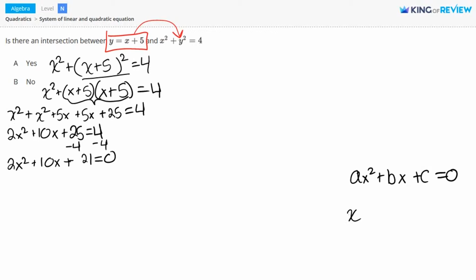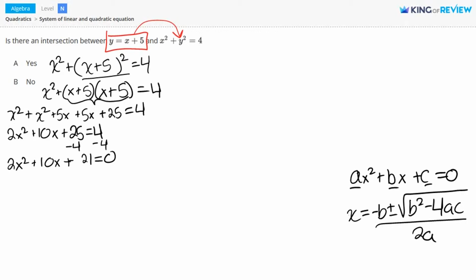The quadratic equation is x equals negative b plus or minus the square root of b squared minus 4ac, and this is all divided by 2a. The a, b, and c values come from these numbers here. So on our equation, a equals 2, b equals 10, and c equals 21. Let's apply these values to the quadratic equation.